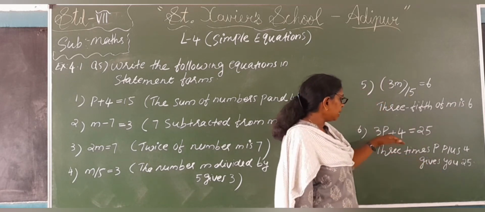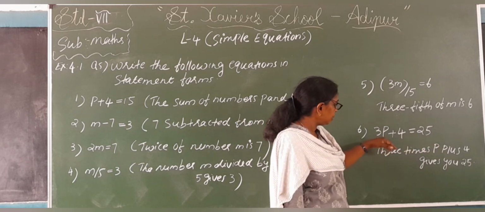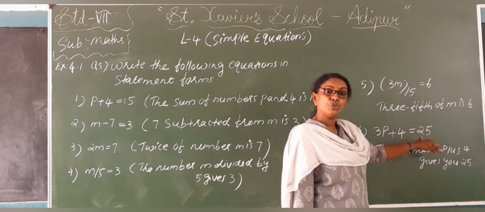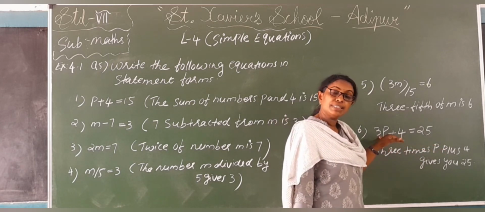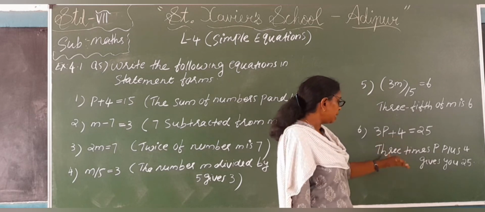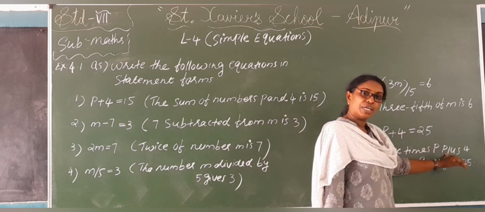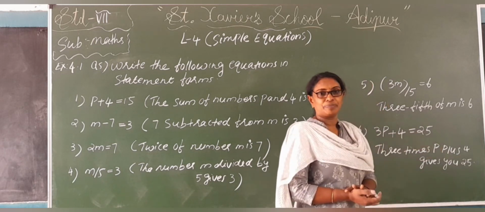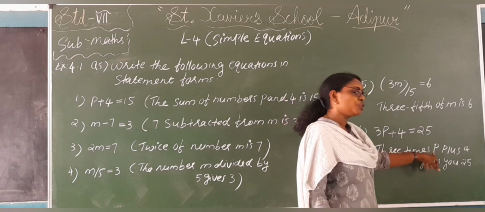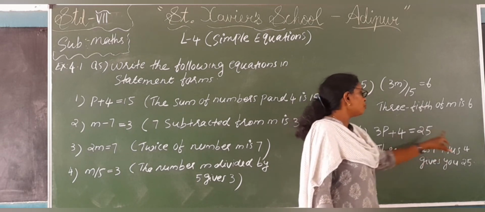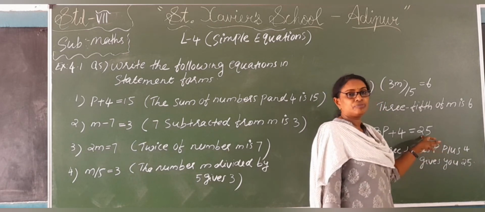And last, 3p plus 4 is equal to 25. 3p means 3 times p. So 3 times p plus 4 gives you 25. Understood?